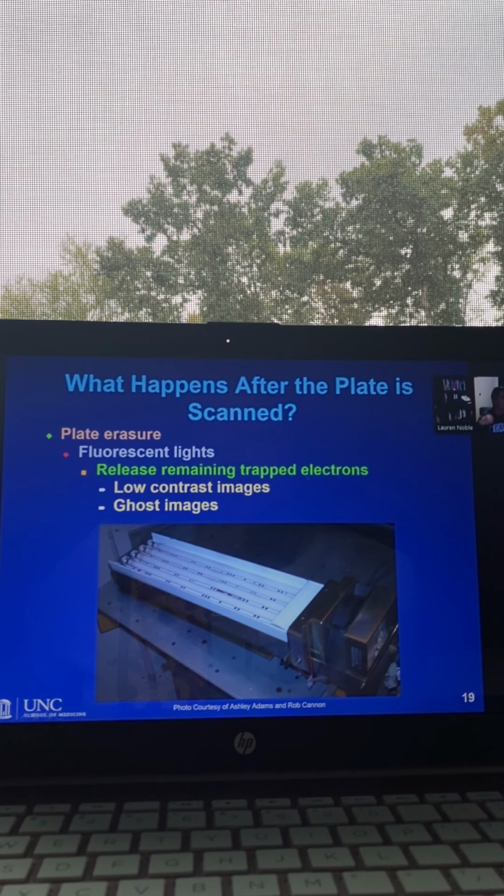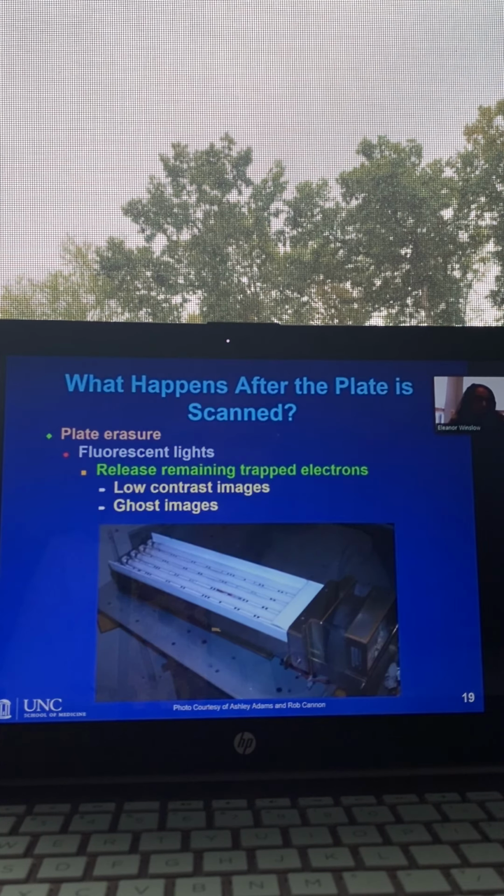So you might take a hand x-ray, and if all that data is not erased, and the next image you take is a skull, you could end up with a skull image that also has a hand on it. So this mechanism will erase those images.